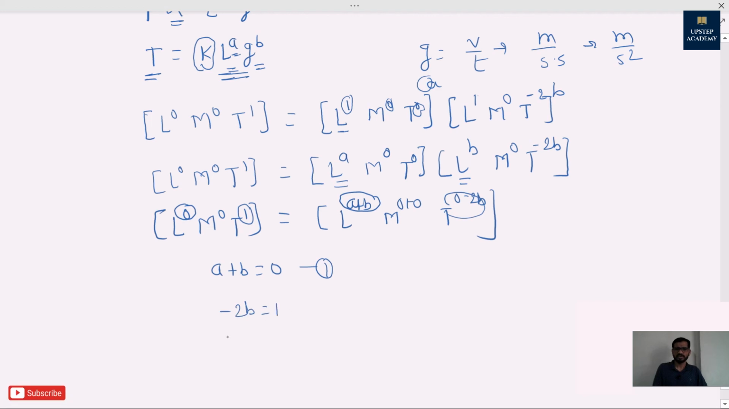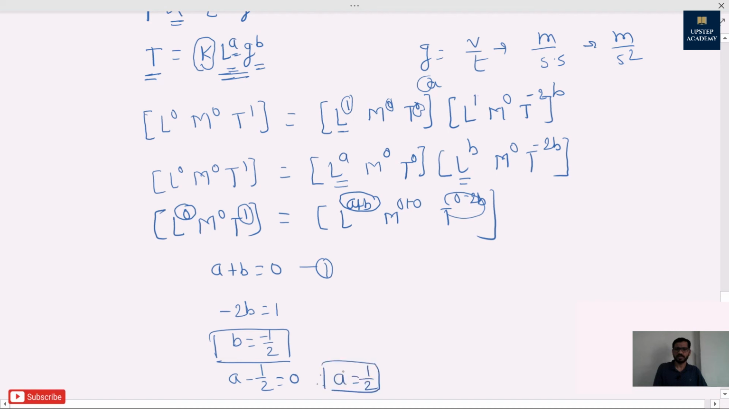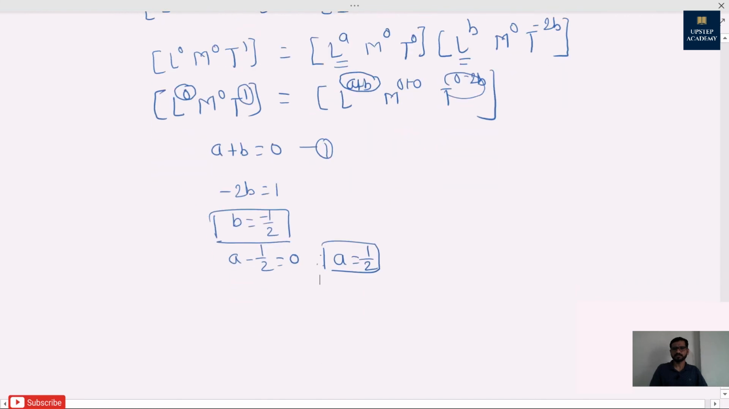From this equation we can get value of b. B is equal to minus half. So this is the value of b. From equation number 1 we can get value of a. A minus 1/2 is equal to 0. Therefore a is equal to plus half. So it means what? We got value of a and b, and let's put those in the equation.